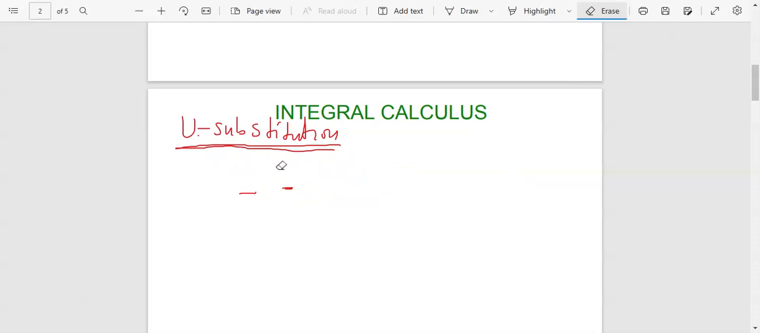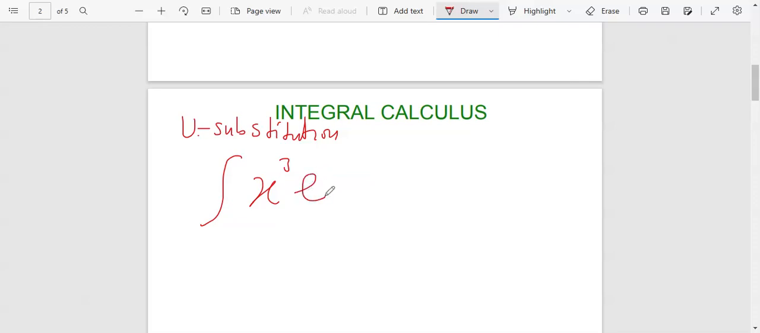So there are many different forms that they can bring a question that has to do with using substitution. Let's say it is the integral of x to the power 3 times e to the power x to the power 4 dx. Okay, they've brought this integral.